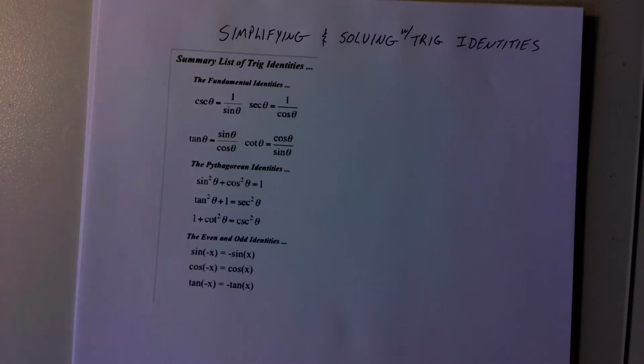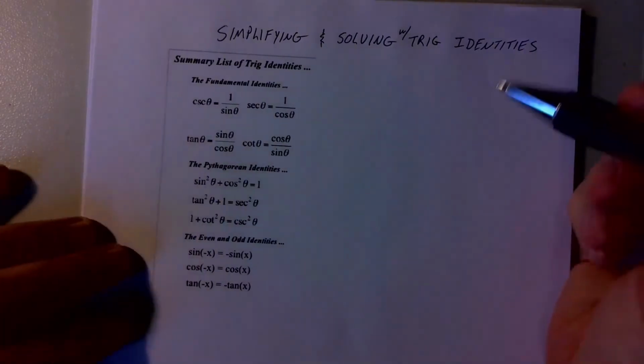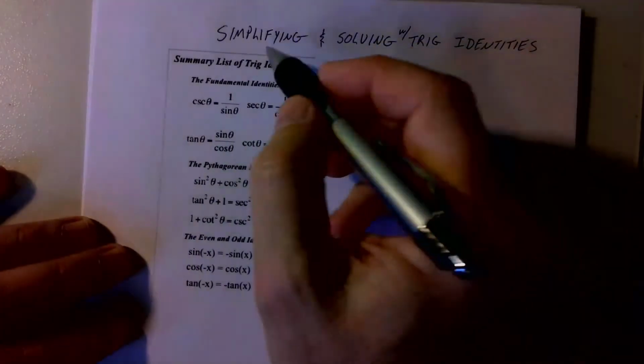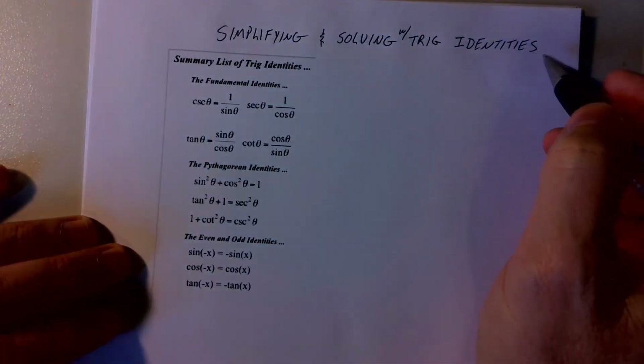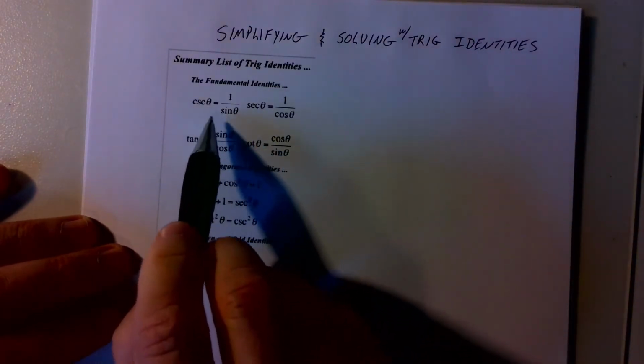Hoping to try and get you a few different things on this stuff. The problems that are going to go with this, I'm going to be honest with you, it's not like I can just show you one example and all of a sudden it's going to work for you. But the goal for today is simplifying and solving with trig identities. So I'm going to run through a few of these ones.